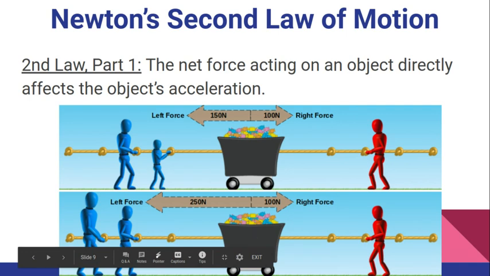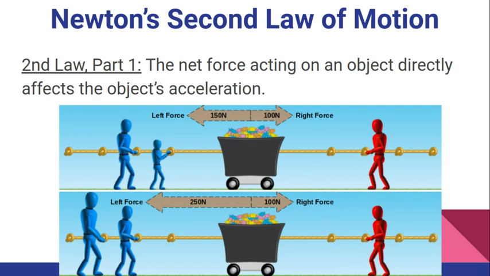Since we said that the net force directly affects the object's acceleration, that means that in the bottom picture, the object will have a bigger acceleration, or it's going to pick up speed more quickly because there's a bigger net force. This is kind of like if you have two identical cars, but you put a stronger engine that can use more force in one of the cars. That car is going to be able to pick up speed more quickly than the other car.